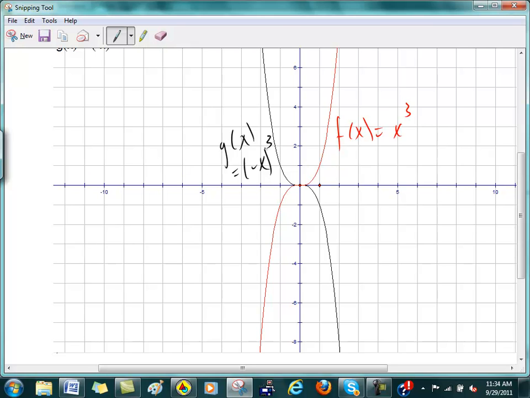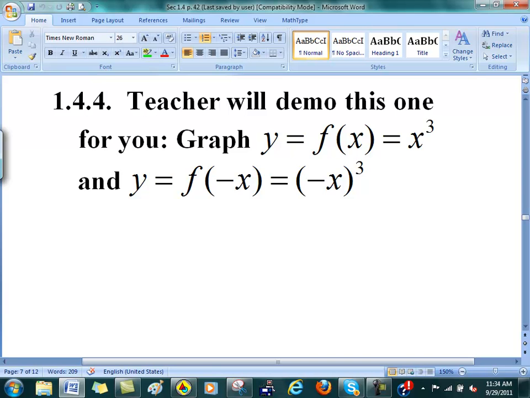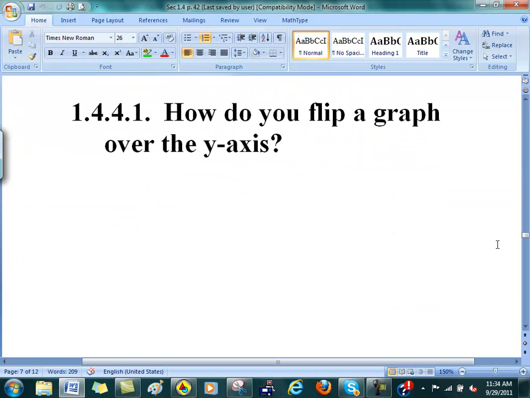What do you notice? Flipped across the y-axis. Thank you. Flipped across the y-axis. Can you give me a general statement as to how to flip over the y-axis? Fantastic. Good job. Is everybody with him? Does anybody want him to repeat that? Okay, go repeat it. g of x equals f of parentheses negative x.